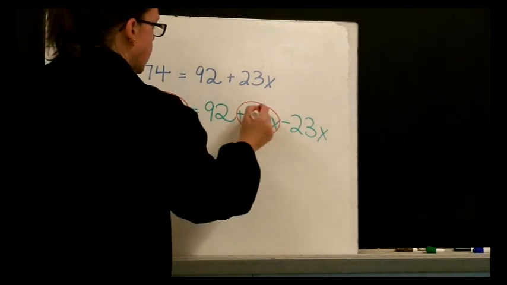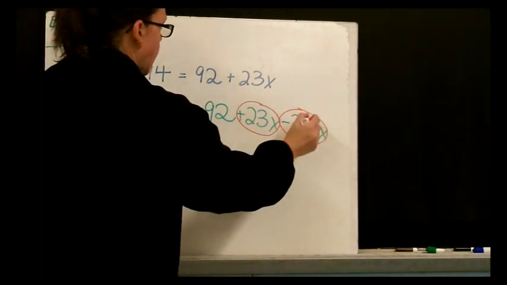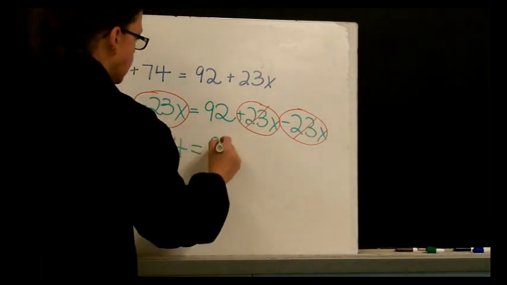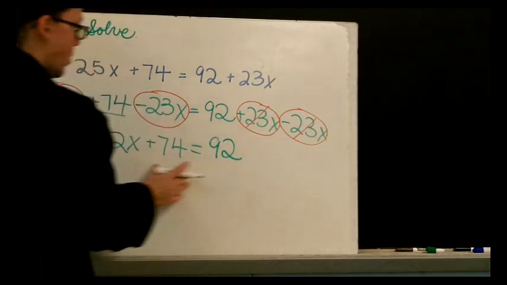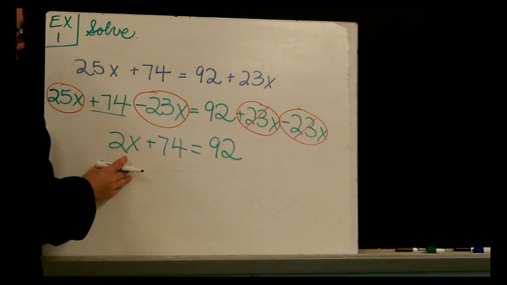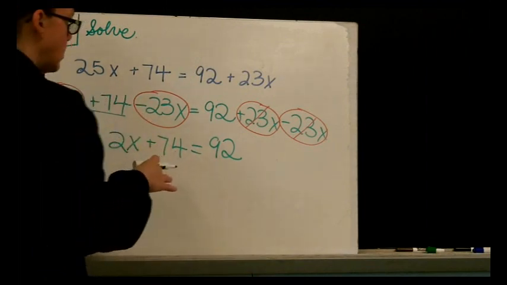Our positive 23x and our negative 23x together make a 0. And that leaves us with just a positive 92. So we're halfway to our goal. We have our variable terms here. We're down to 1.